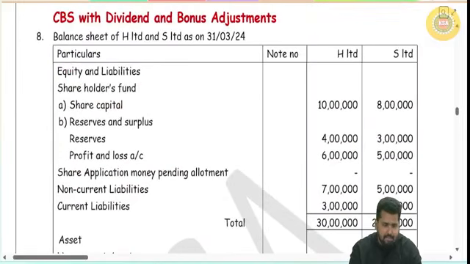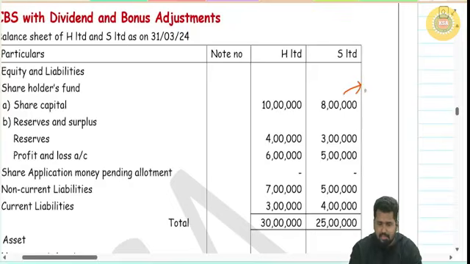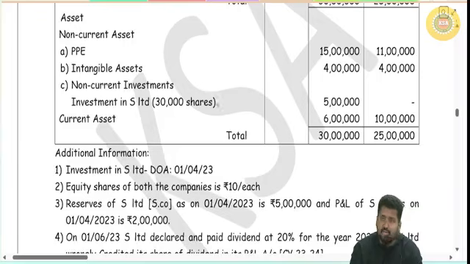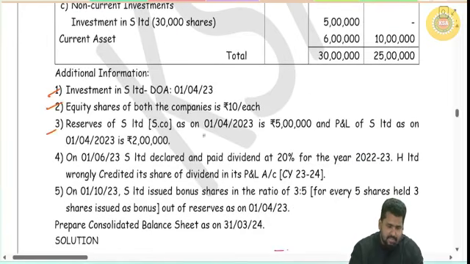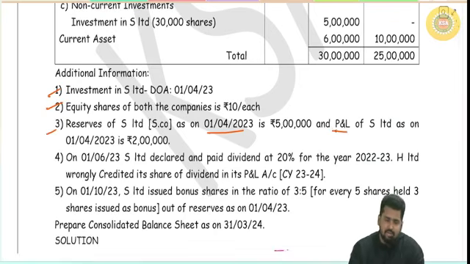They are telling equity shares of both the companies 10, so it should be 80,000 shares for S Limited and 1 lakh shares for H Limited. Out of 80,000 shares, we are holding only 30,000. Sir, then we are holding less, there is no control, then AS21 does not apply? Not like that. Wait, I told you, sometimes read the full question. Now the reserves and P&L of S Limited as on the opening date they have given.